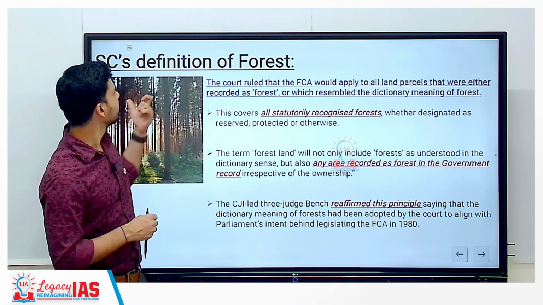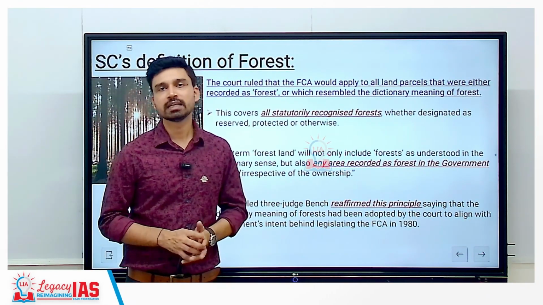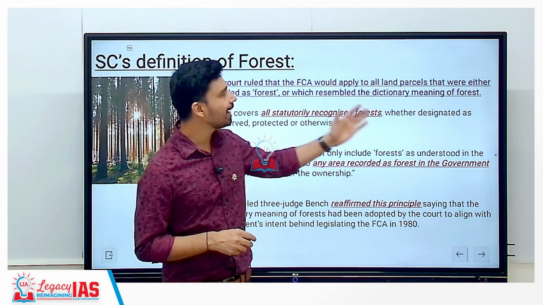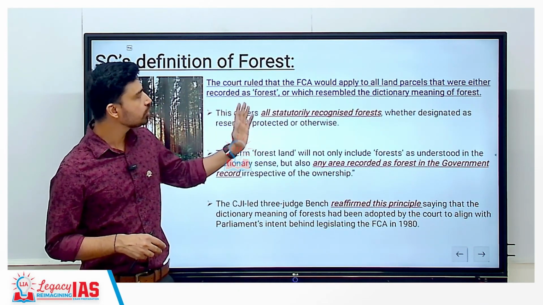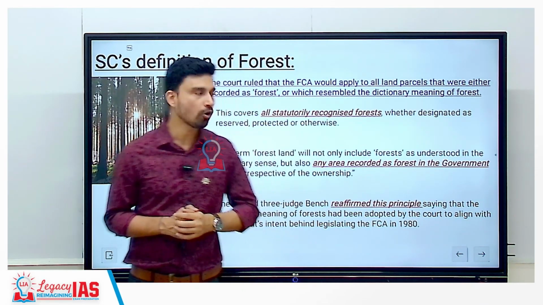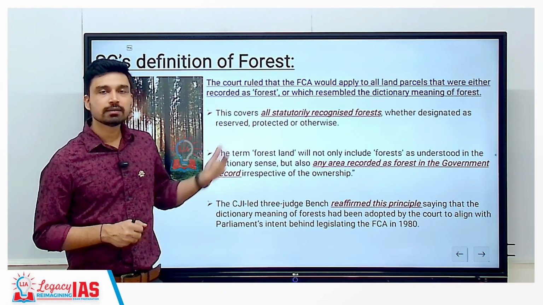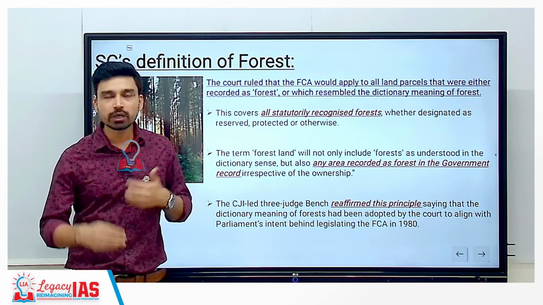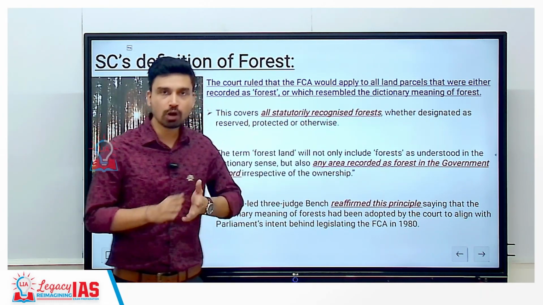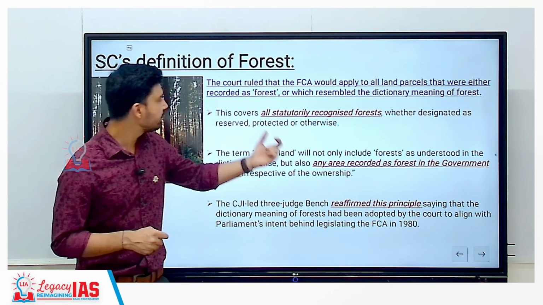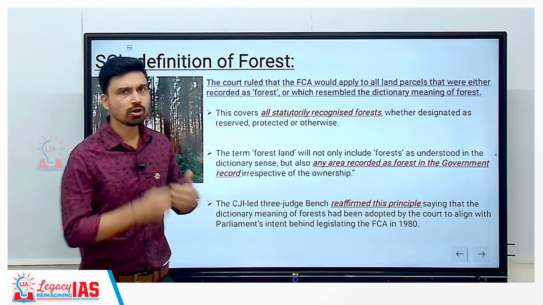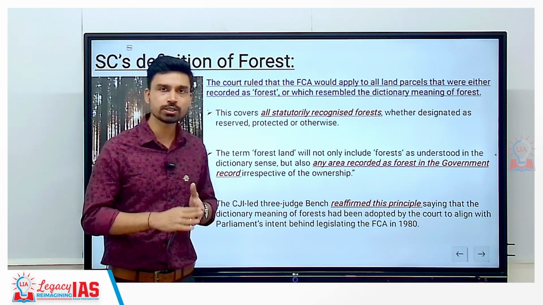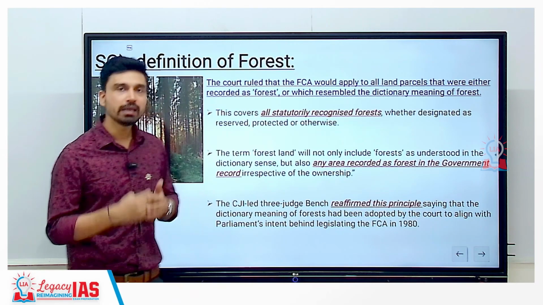Now, if we talk about how the Supreme Court has given the definition of forest, the court has ruled that the FCA would apply to all land parcels that were either recorded as forest or which resembled the dictionary meaning of forest. It means the FCA's scope covers all such areas which can be statutorily recognized as forest. It does not matter whether this forest area is designated as reserve forest, protected forest or otherwise. That means even unreserved forest will be brought under the definition of the forest, and obviously the Forest Conservation Act will be applicable there.